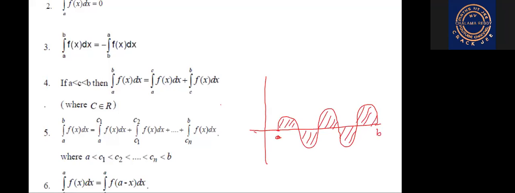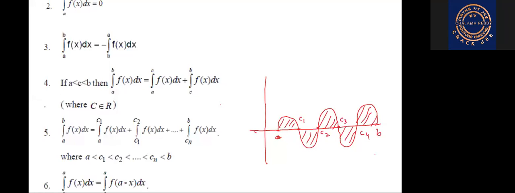How many turning points are there here? See here, this is one point, suppose C1. This is another point, C2. This is another point, C3. This is another point, C4.